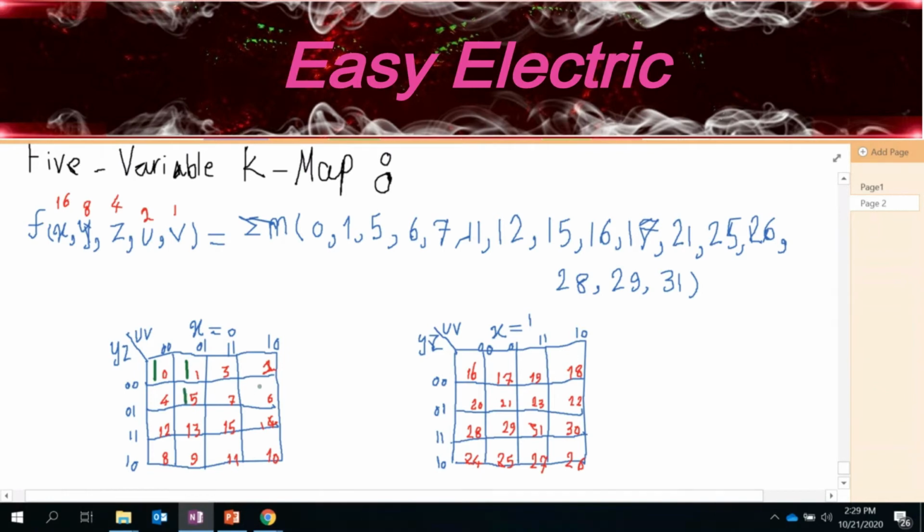5, 6, this is 5, this is 6, okay? So we have 7, this is 7. We have 11, 12, this is 11, this is 12, okay? 15, 16, so this is 15, and we have 16 here, okay? So we have 17, this is 17, we have 21, this is 21. So we have 25. So this is 25.